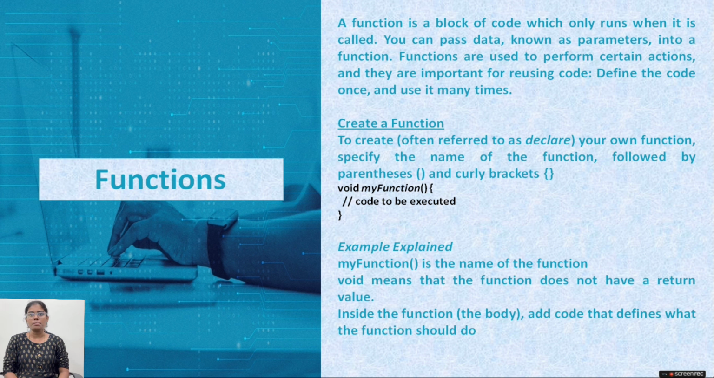Example explained. myFunction is the name of the function. Void means that the function does not have a return value. Inside the function, the body, add the code that defines what the function should do.